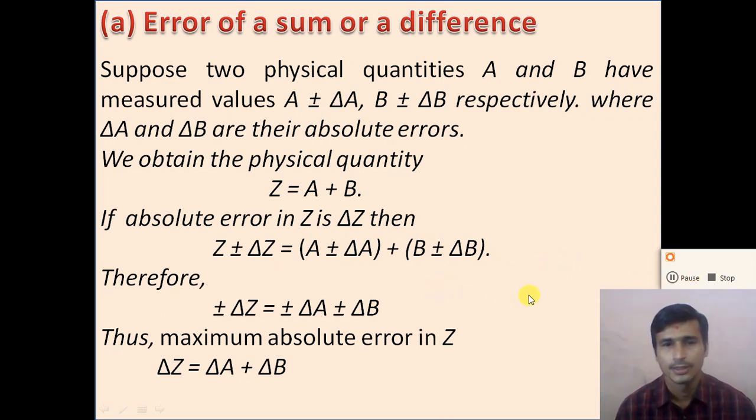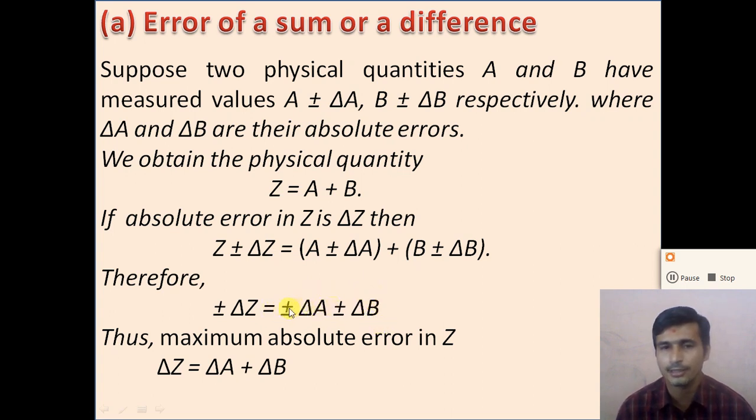So dear student, in this situation, if we think about that, A plus B is equal to Z. So it will cut out. But the average absolute error in Z, therefore delta Z, is equal to plus minus delta A plus minus delta B. So the average absolute error in Z can be represented with the several combination of the absolute error in A and absolute error in B.